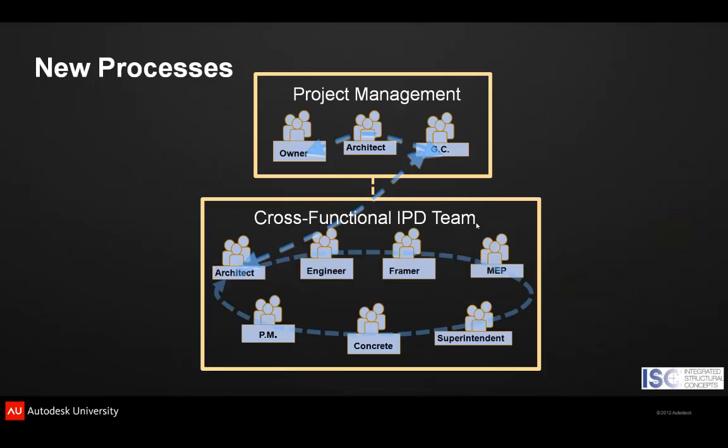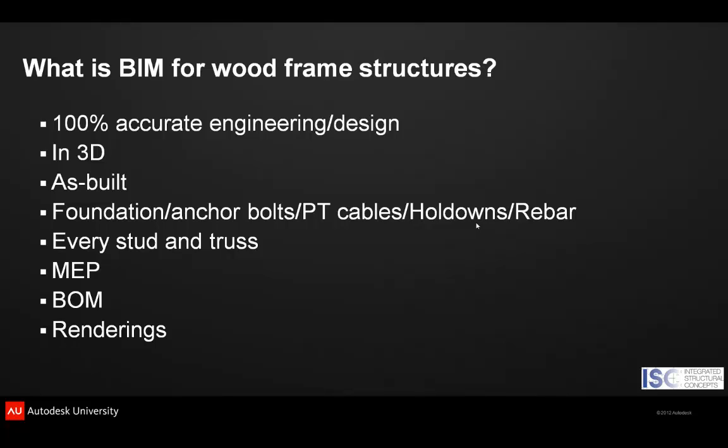New techniques such as IPD and Design Assist eliminate the RFI and change order process while providing valuable input into the project design by specialists in each given field or trade. BIM for wood frame projects is virtual construction. This includes 100% accurate structural engineering, including studs, plate, plywood, hardware, and trusses, all in 3D, with as-built accuracy. Foundation models can include all geometry, post-tension cables, hold-downs, and rebar. MEP such as ductwork and critical path plumbing can be included.